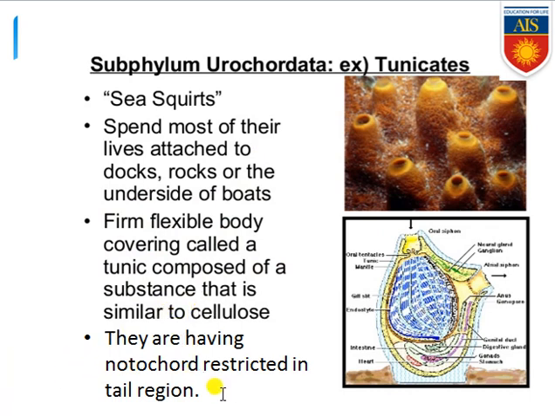They have a notochord, and that is restricted to the tail region. That's why they are commonly known as Urochordata. So what does Urochordata mean? Uro means tail and chordata means notochord. So when the notochord is restricted exclusively to the uro or tail region, then this kind of organism is placed within the subphylum Urochordata. Keep it in your mind, they have a covering that is commonly known as tunic or testa. That's why they are known as tunicates.